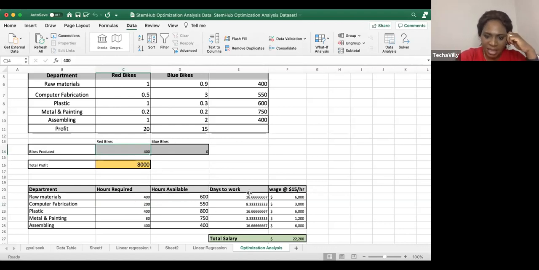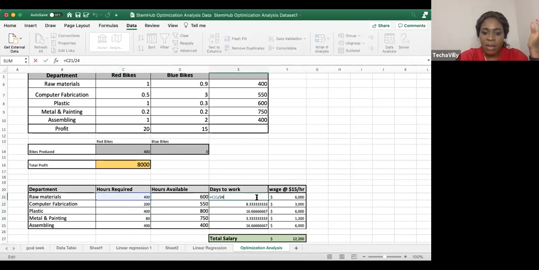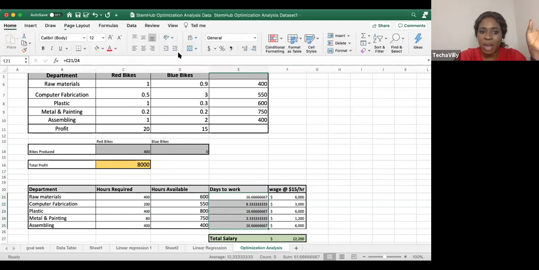Now, with this, we know that if you want to produce 400 bikes, you need this number of hours to produce them. And if you click on the format, there are only 24 hours in a day. So that means to produce this, the raw material department needs 16 hours to produce 400 red bikes. We have seen from the model that we cannot produce blue bikes. It's not profitable.